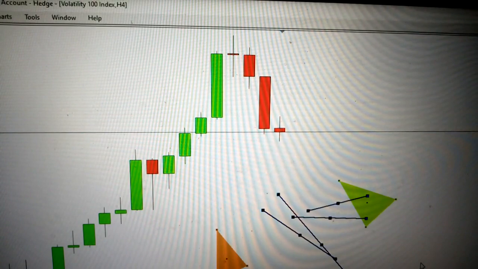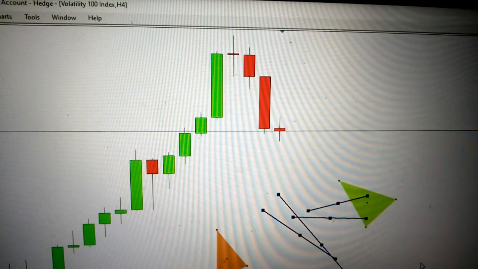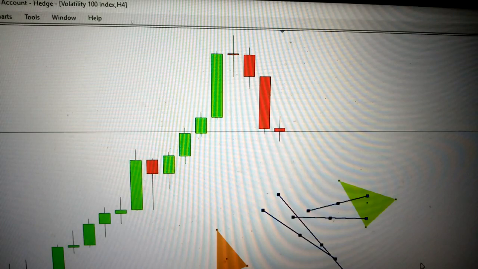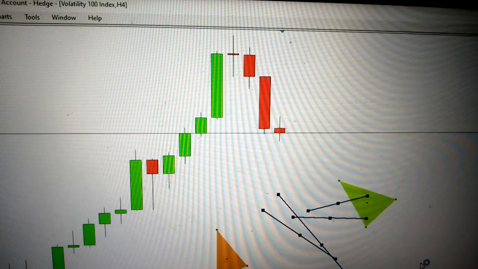We'll be looking at Megaphone Price Swing Strategy for Volatility Index 100. Today is 4th of July 2020.